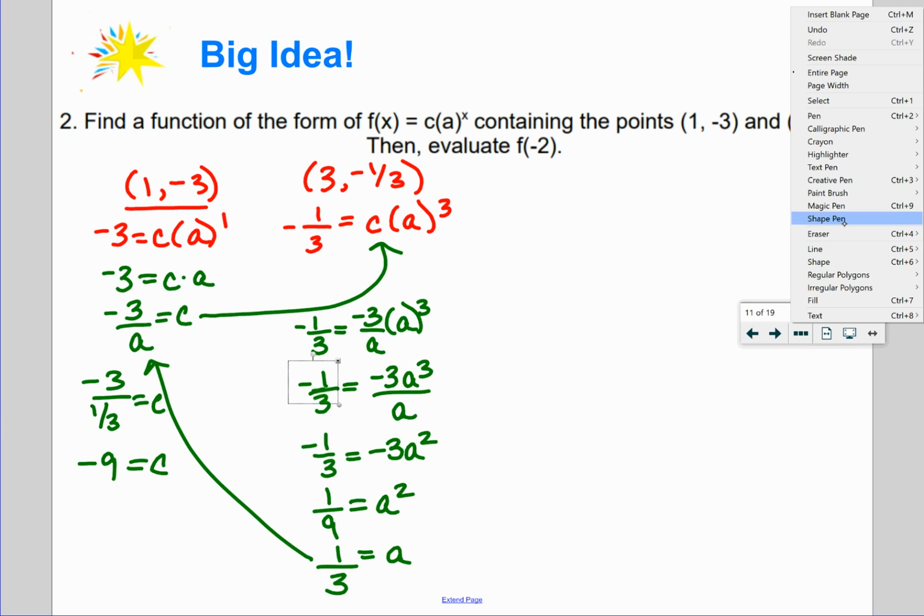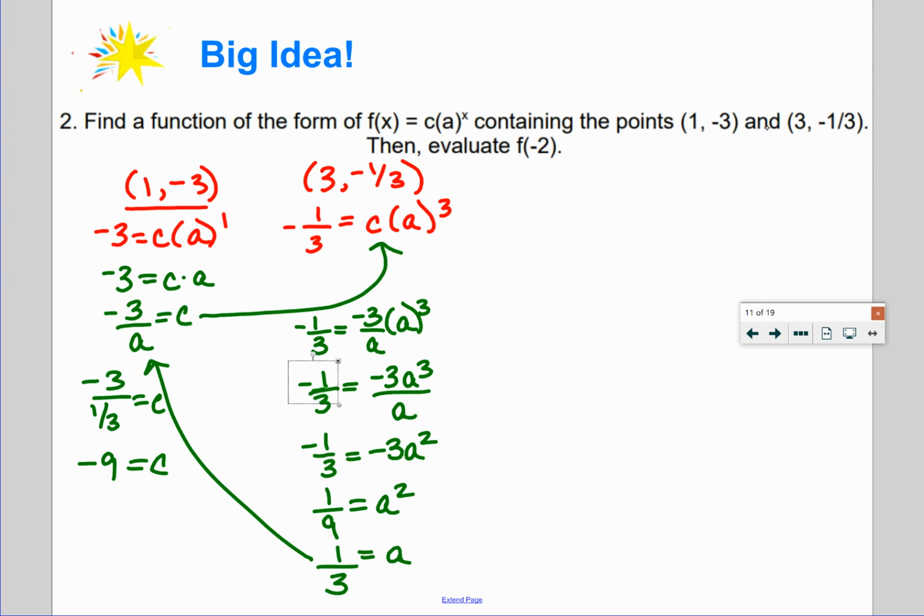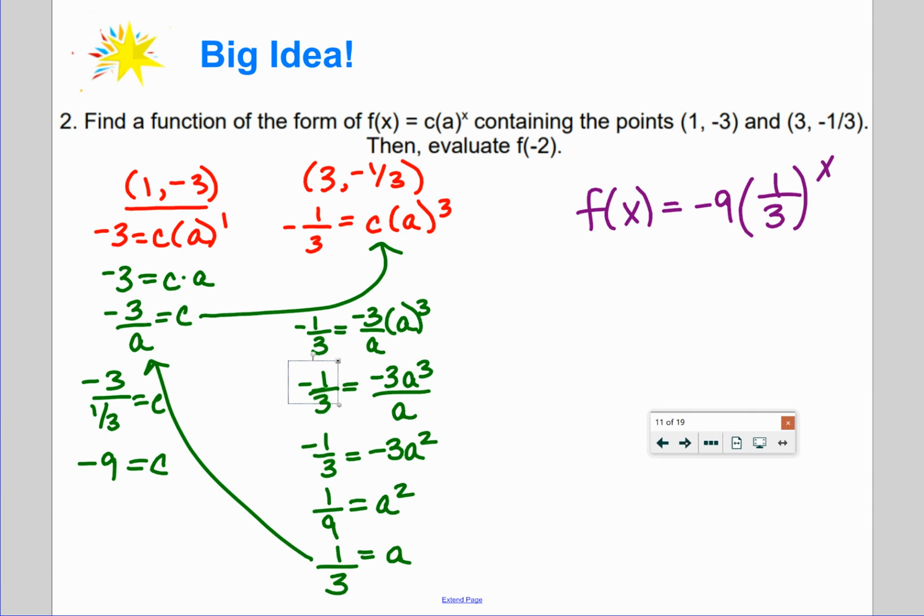So then your final answer, f of x equals my c -9, my a 1/3 to the x power. That's my function. And then you could always double check before you do anything else with this that the points that you have work. Plug in 1, make sure you get out -3, plug in 3, make sure you get out -1/3.